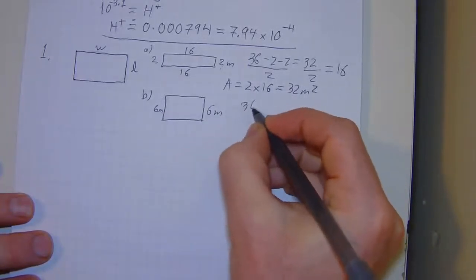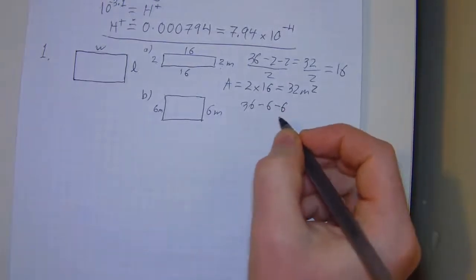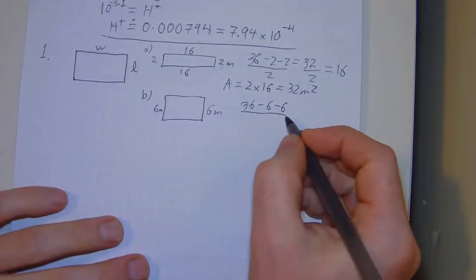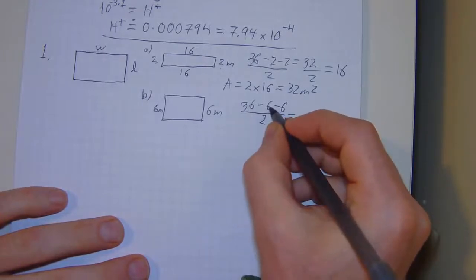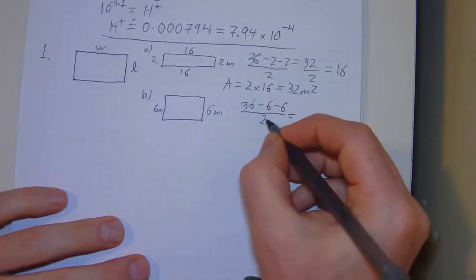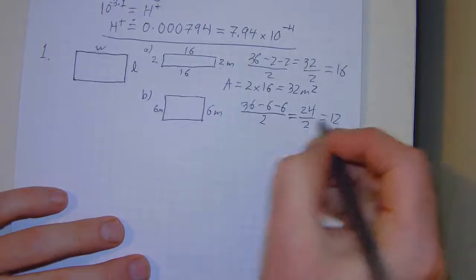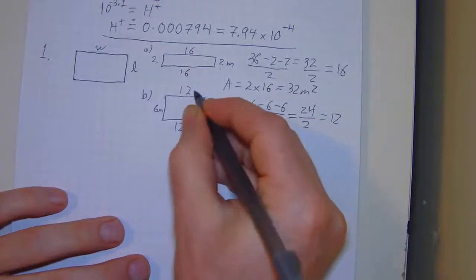So we can do 36 meters, take away 6, take away 6. And when we look at that, divide it by 2. 36 minus 6 is 30, minus 6 is 24. 24 divided by 2 is 12. So that means this side is 12 and this side is 12.